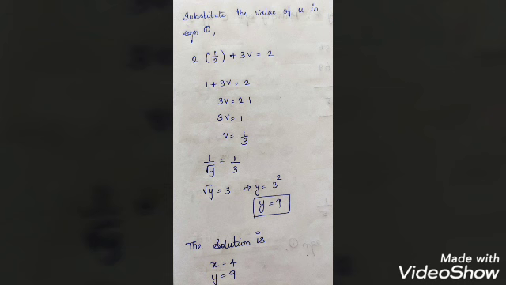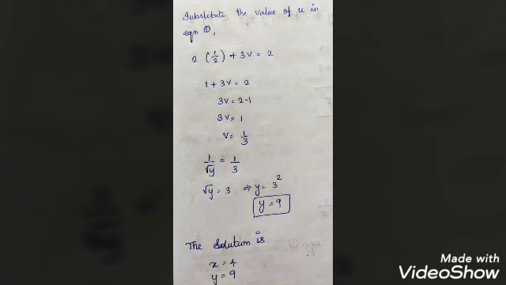Next, substitute the value of u in equation number 1. So 2 into 1 by 2 plus 3v equal to 2. 1 plus 3v equal to 2. 3v equal to 2 minus 1, which is 1. So v is 1 by 3. So v means 1 by root y. So 1 by root y equal to 1 by 3. So root y equal to 3. We have to find the value of y, so squaring on both sides. y equal to 3 square, so y equal to 9. Hence the solution is x equal to 4 and y equal to 9. Is it clear?